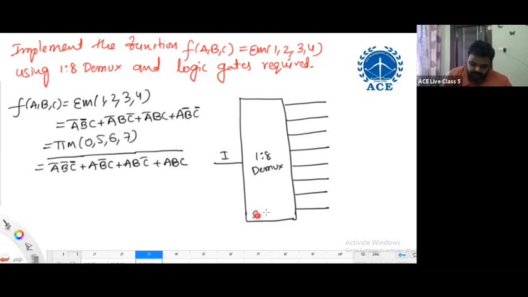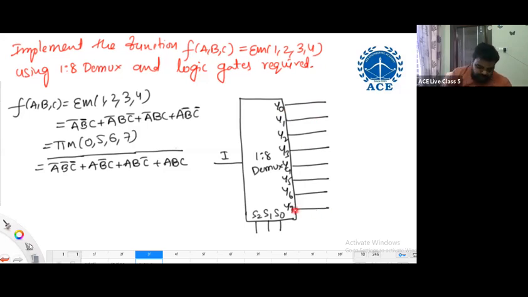Here we have S2, S1, S0. Already we know the output expressions. What is that here? S2 bar, S1 bar, S0 bar, I. S2 bar, S1 bar, S0, I. So and so, S2, S1, S0, I. So if I say Y0, Y1, Y2, Y3, Y4, Y5, Y6, Y7, and here, if you are observing, S2 bar, S1 bar, S0 bar, I, S2 bar, S1 bar, S0, I, so and so, S2, S1, S0, I.